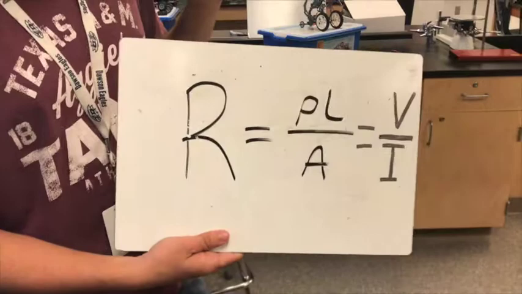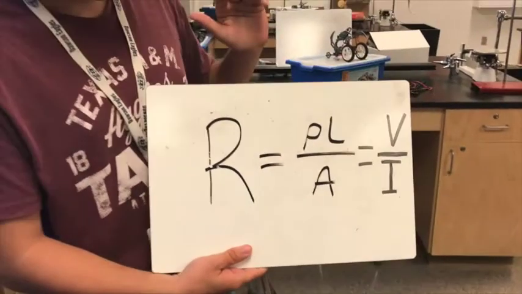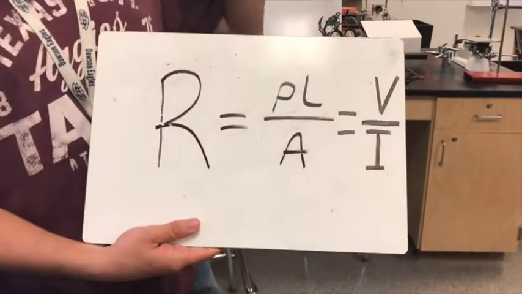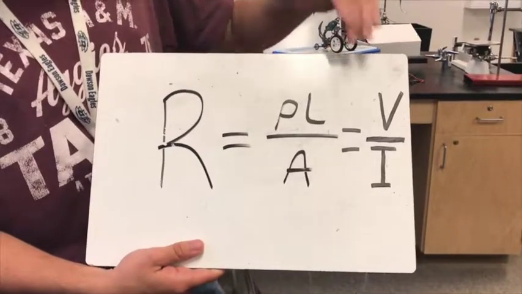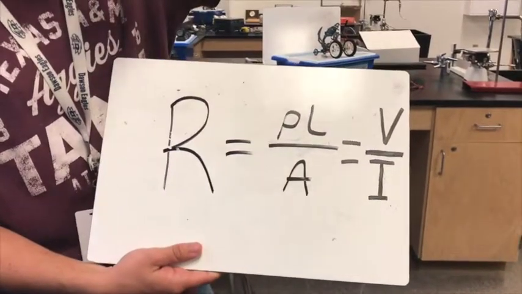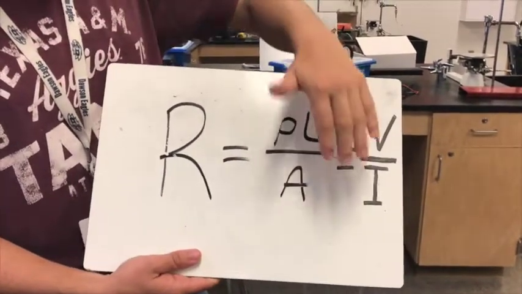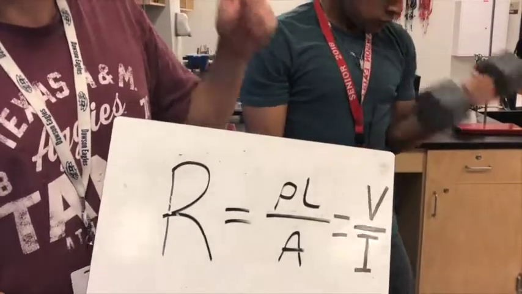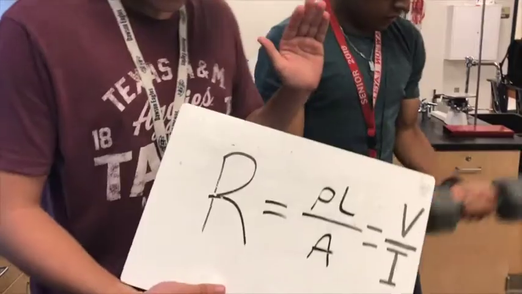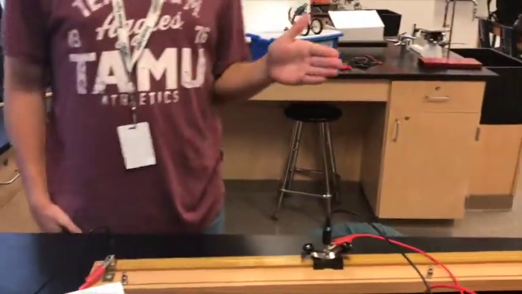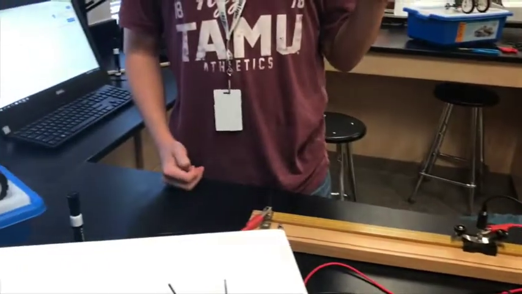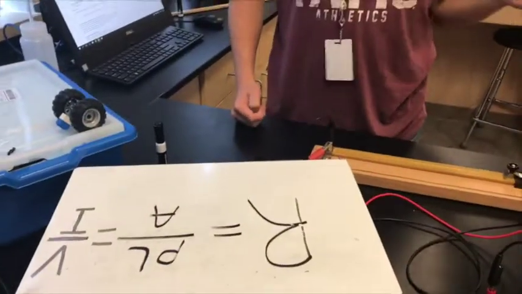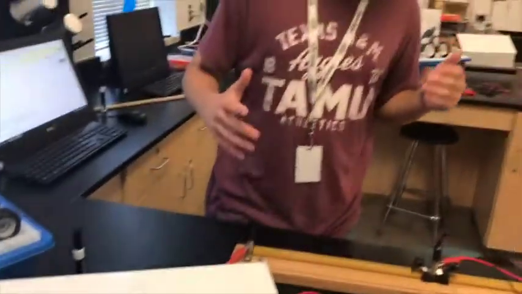And so in this lab that we're going to be doing, you're going to be recording the values for the voltage across the resistor that you have and the current across the resistor, because the resistance is equal to the voltage over the current. All right? So eventually you're going to be graphing the resistance, or the length versus the resistance, which is voltage over current.